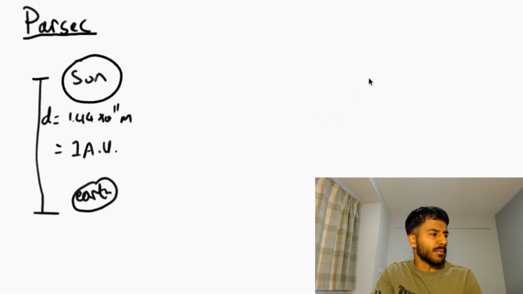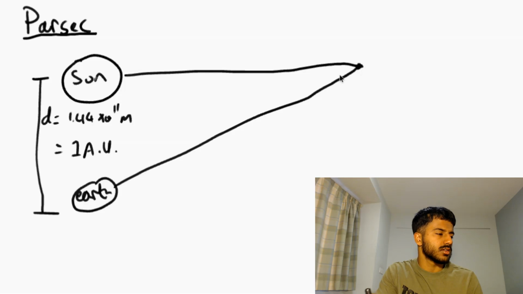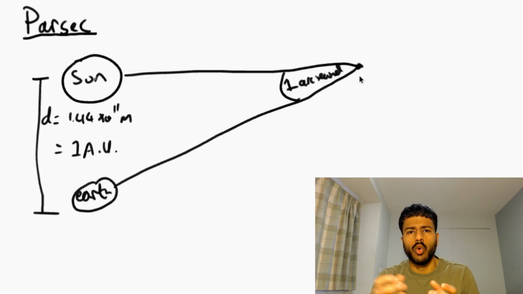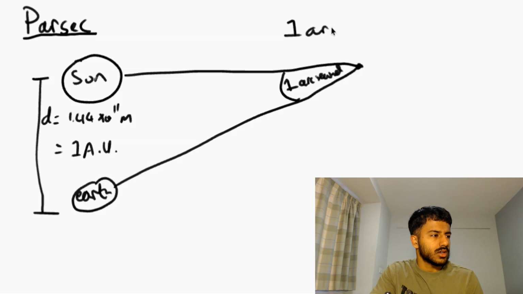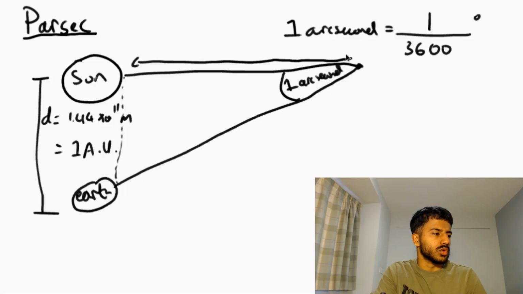And now let's say we have a point that is somewhere out here, such that if you were to connect these two lines together, this angle here is 1 arc second. And you might be wondering, well, what is an arc second? Well, 1 arc second is equal to 1 over 3,600 degrees.